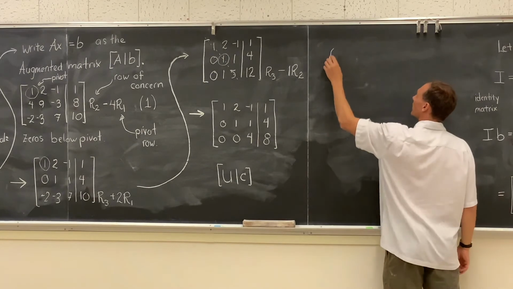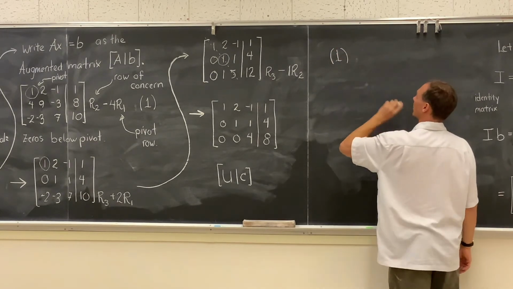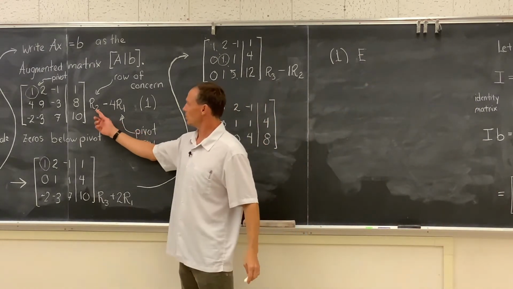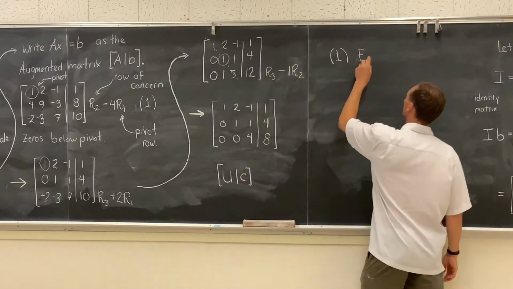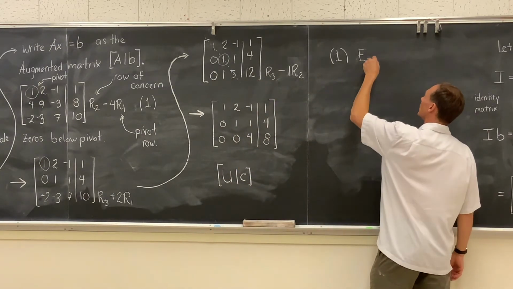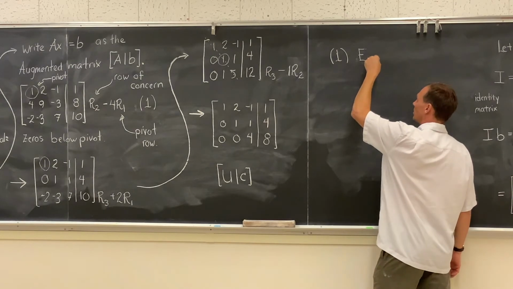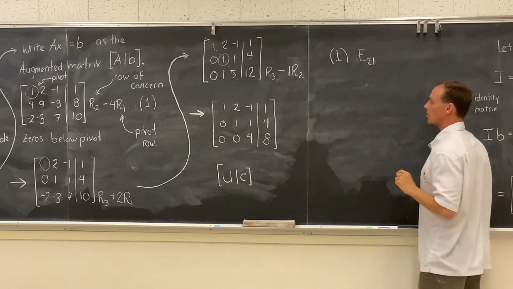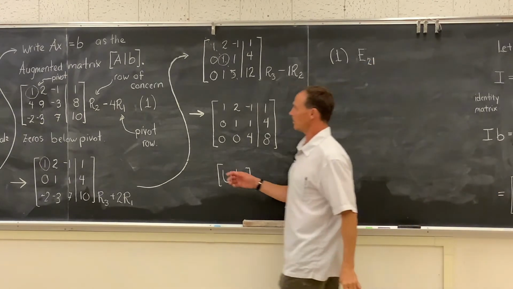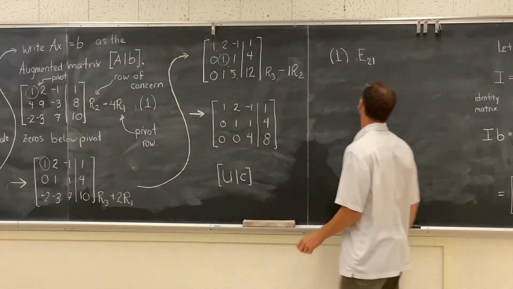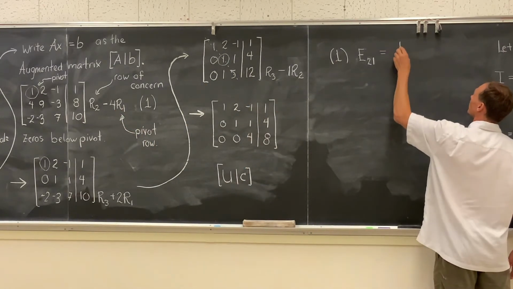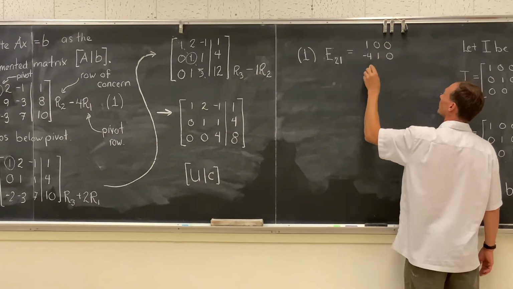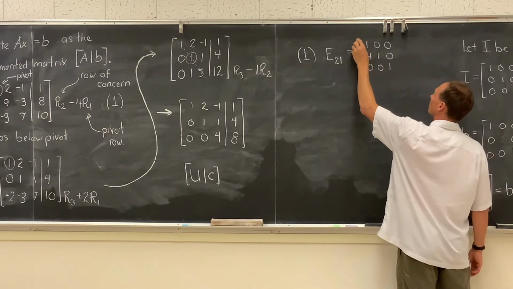In step 1, our matrix, our E matrix is E. We worked on row 2. So this is E2,1, and we changed row 2 by referencing row 1. And what did we do? We multiplied it by a negative 4. So this is the E matrix of 1, 0, 0, minus 4, 1, 0, 0, 0, 1.